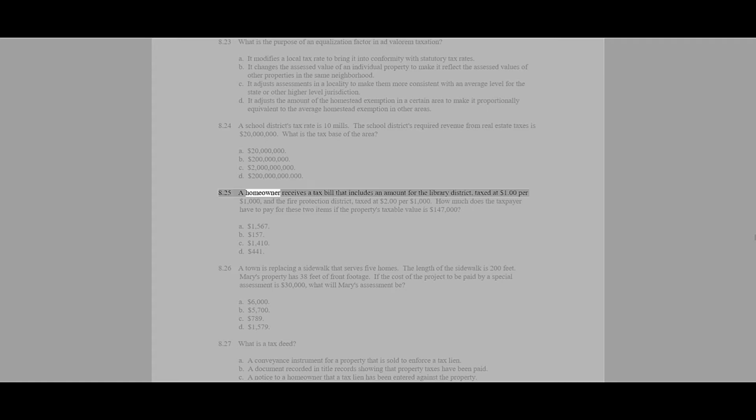8.25 A homeowner receives a tax bill that includes an amount for the library district, taxed at $1 per $1,000, and the fire protection district, taxed at $2 per $1,000. How much does the taxpayer have to pay for these two items if the property's taxable value is $147,000? A.